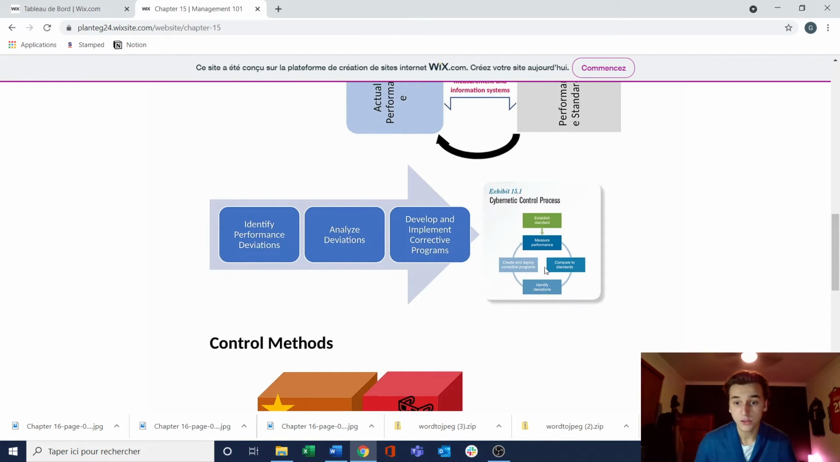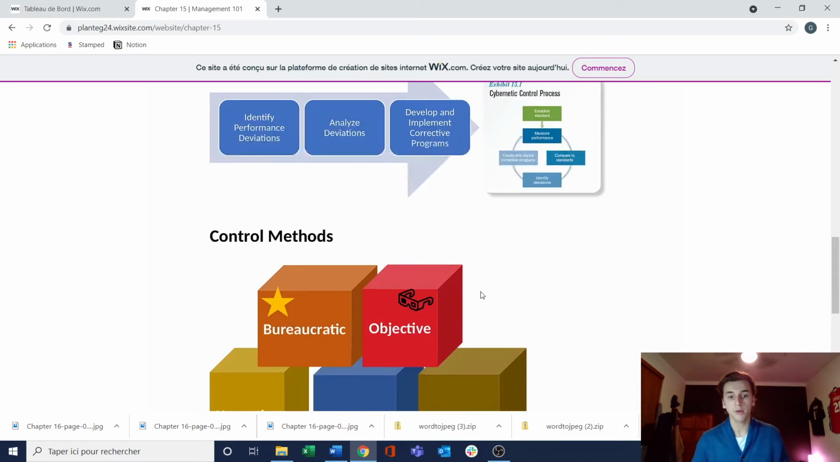Next, for the cybernetic control process, you need to establish a standard, then you measure the performance, compare it to the standards, identify the deviations, and then create and deploy corrective programs.